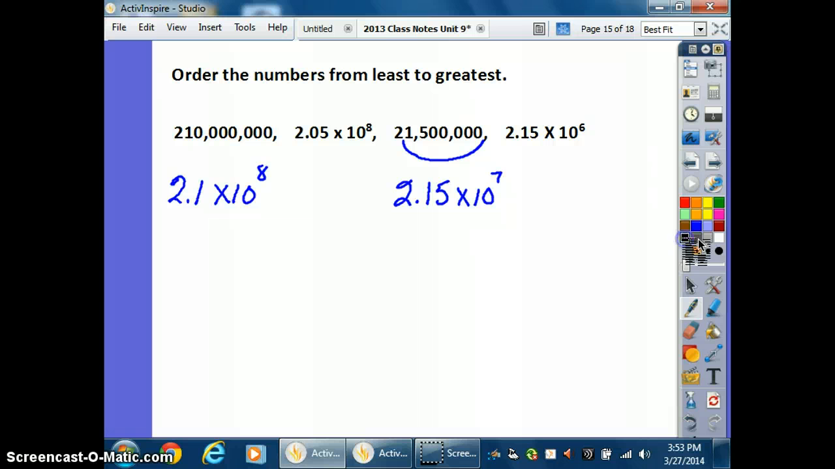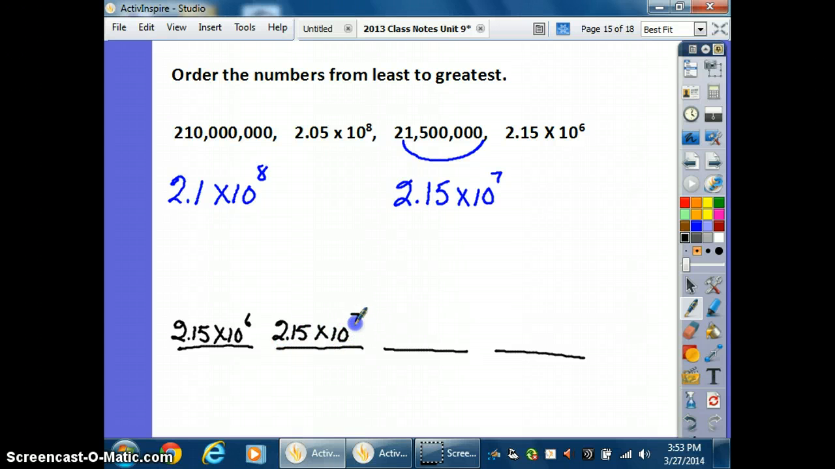So here we go. We have 4 blanks. The smallest one, can you see how 6 is the smallest exponent? They're all written as a number between 1 and 10. So the smallest one must be this, 10 to the 6th. 2.15 times 10 to the 6th. And the next one, well, these are both 8, and that's the 7. So here's our next one. 2.15 times 10 to the 7th.